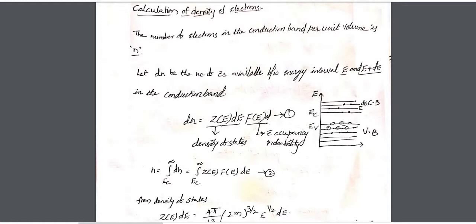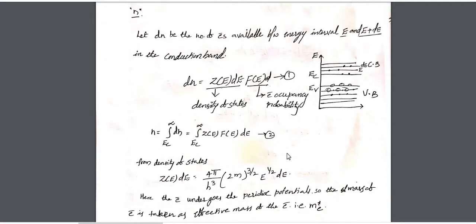Suppose we want the complete density of electrons in the conduction band, we need to take the integration of this dN from the bottom to the top of the conduction band. That is, N equals the integration from EC, the lower minimum energy, to infinity of dN. This equals the integral from EC to infinity of Z of E F of E dE. From the density of states, we know that Z of E dE equals 4 pi (2m by h squared) whole to the power of 3 by 2, E to the power of 1 by 2 dE.